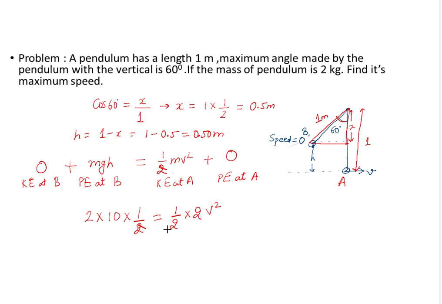So basically when I solve this, v square is equal to 10, and I get root 10 meter per second. So the maximum velocity of this pendulum is equal to root 10 meter per second. Okay, students, in this problem we have used the conservation of mechanical energy. Now we will look at another problem.